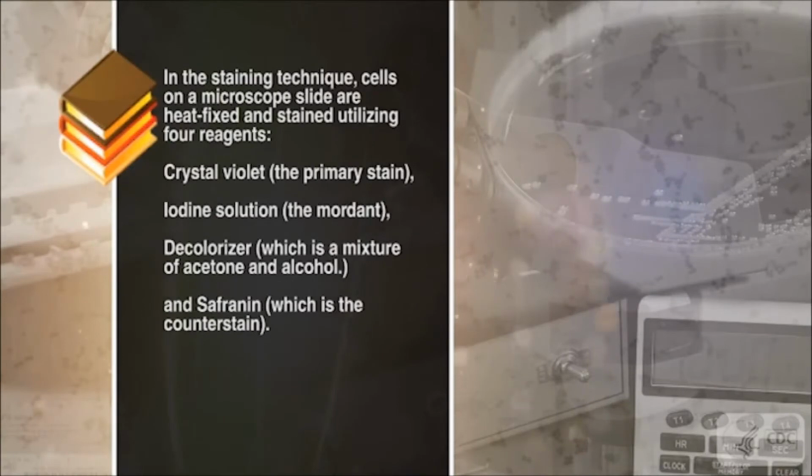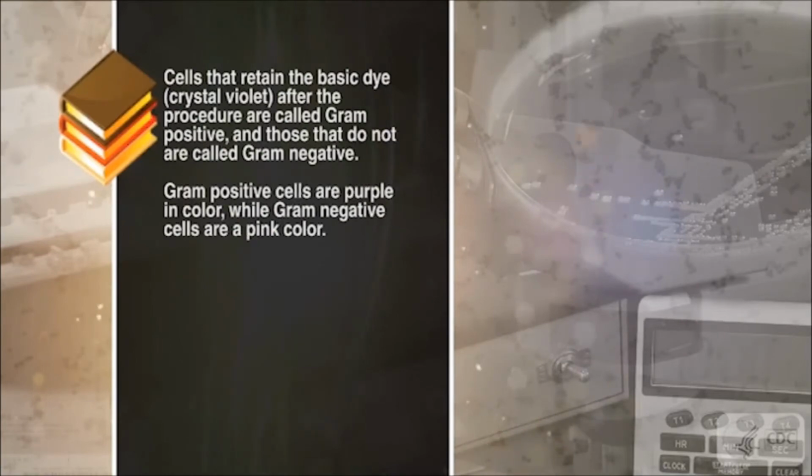In the staining technique, cells on a microscope slide are heat-fixed and stained utilizing 4 reagents: crystal violet, the primary stain; iodine solution, the mordant; decolorizer, which is a mixture of acetone and alcohol; and safranin, or carbol-fuchsin, which is the counterstain. Cells that retain the basic dye, crystal violet, after the procedure are called Gram-positive, and those that do not are called Gram-negative. Gram-positive cells are purple in color, while Gram-negative cells are pink in color.